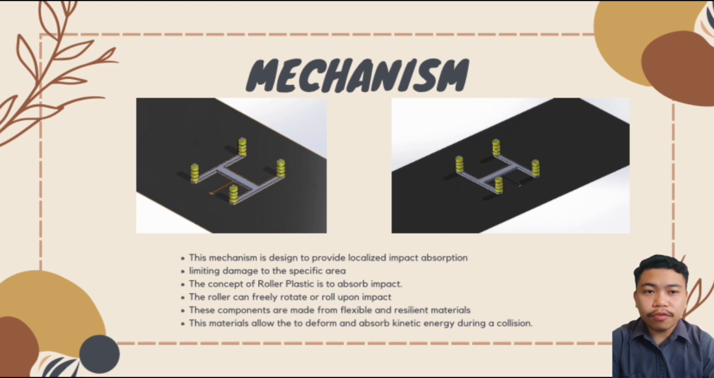Okay, the concept of the plastic roller is to absorb impact. The roller can freely rotate or roll upon impact. These components are made from flexible and resilient material, so it won't give any damage to the car and will not give any scratch to the paint of the car. Okay, these materials allow it to deform and absorb kinetic energy during a collision. That's all from me. Thank you.